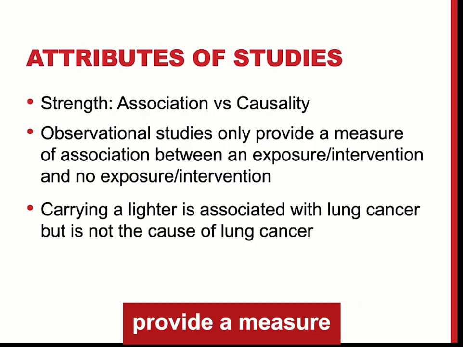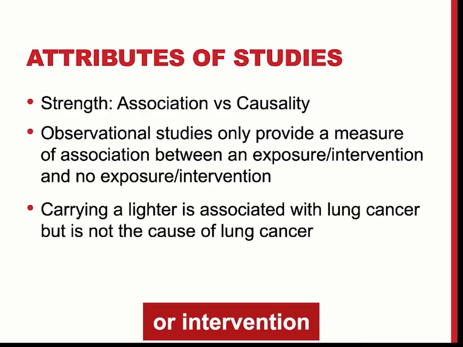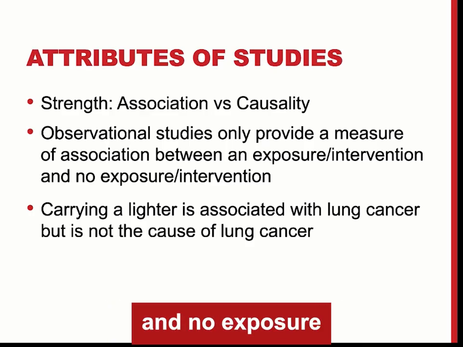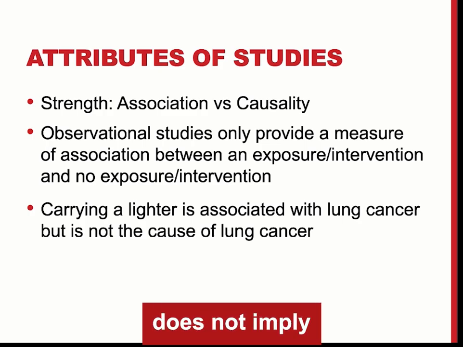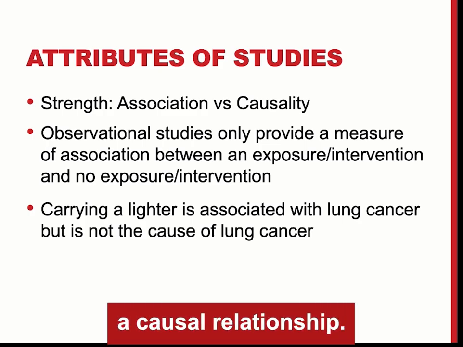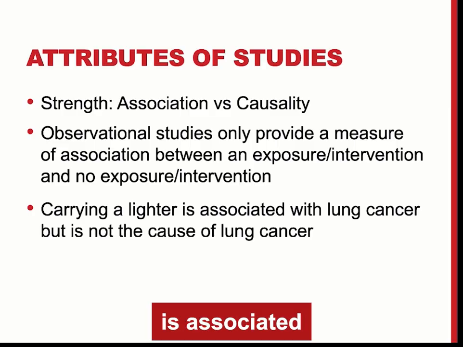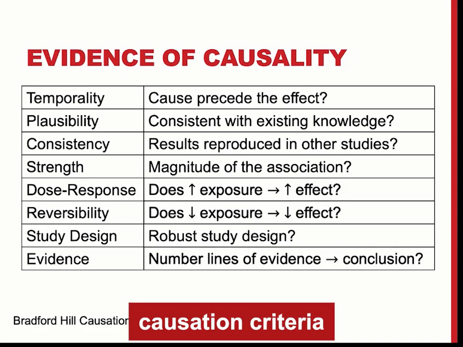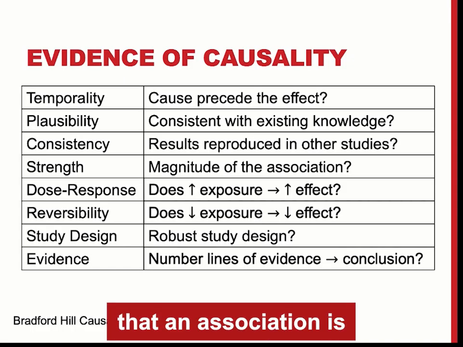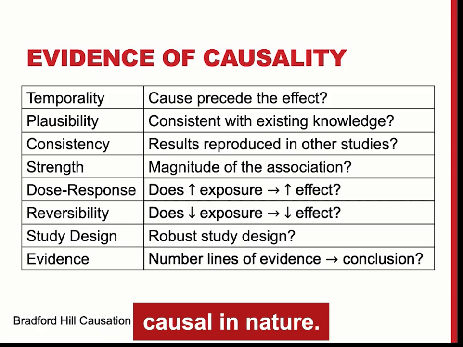Observational studies provide a measure of association between an exposure or intervention and no exposure or no intervention. A statistical association does not imply a causal relationship. For example, carrying a lighter is associated with lung cancer, but is not the cause of lung cancer. The Bradford Hill causation criteria describe factors that increase the likelihood that an association is causal in nature.